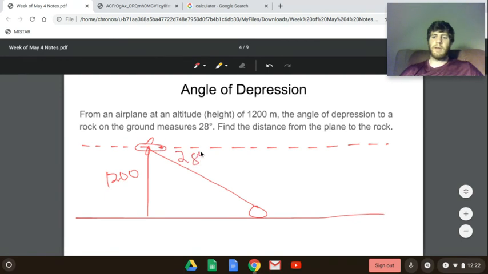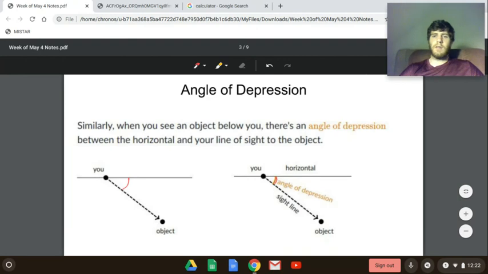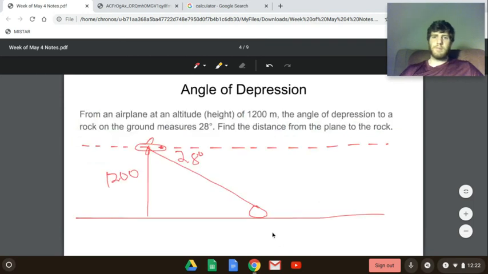So if we look back at the previous slide, again, our angle of depression is the angle going down. So in this case, this would be the plane. Okay, the plane's flying along this horizontal. And when you look down, that's when we have our angle of depression. All right. There's two ways we can approach this problem now. If we want to find the distance, the plane to the rock, that's this piece here. We can use the alternate interior angle theorem, and that means this angle here is 28 degrees.